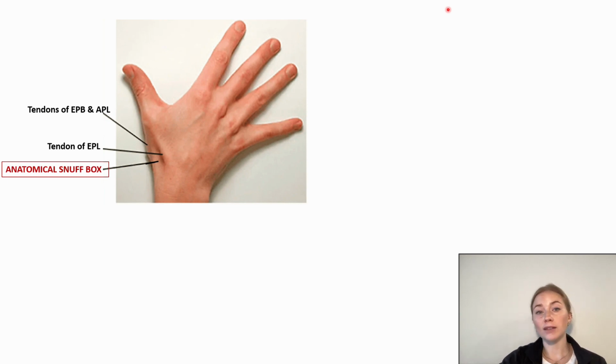The anatomic snuff box is called that because in the olden days, people placed powdered tobacco known as snuff in that depression formed between those tendons, and they would be able to sniff it from that depression.